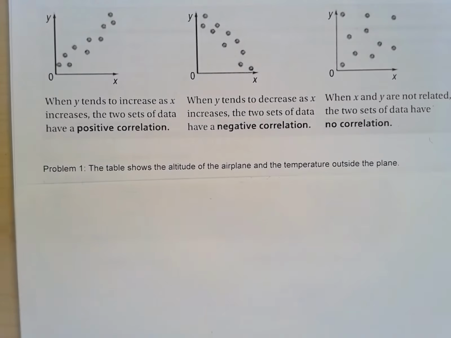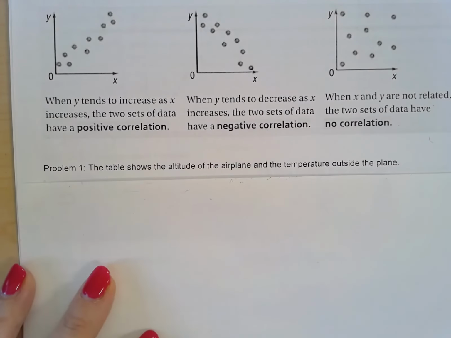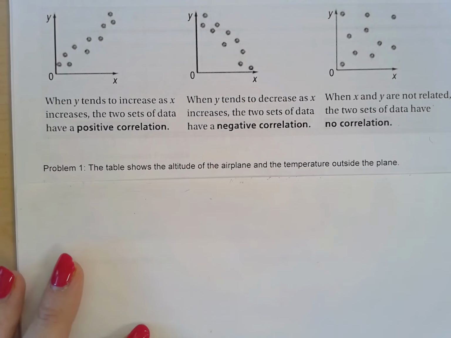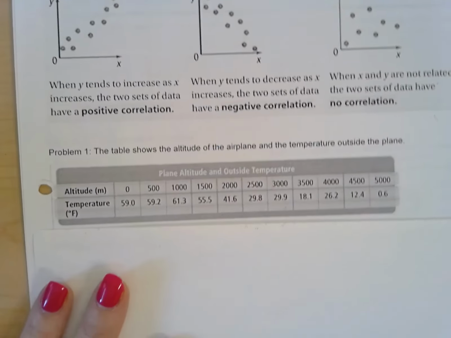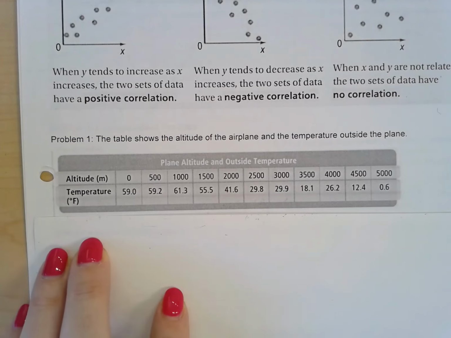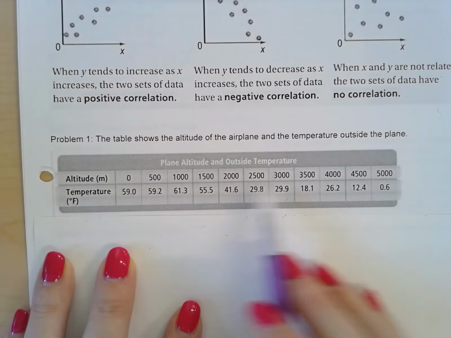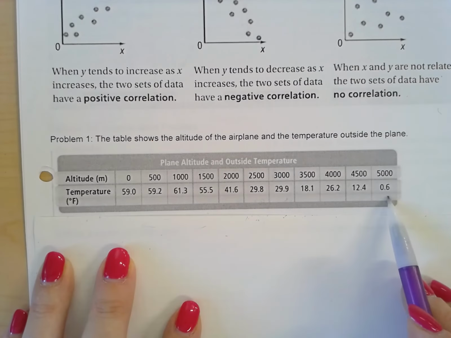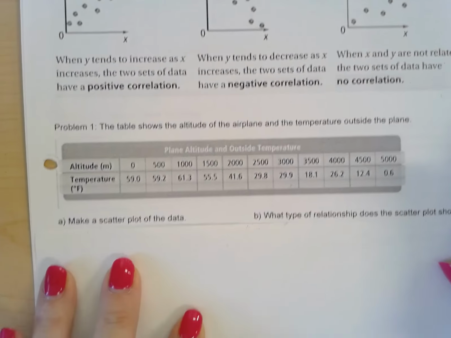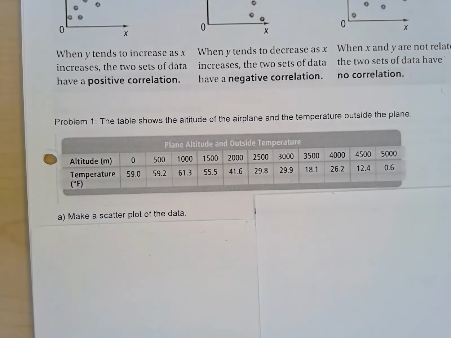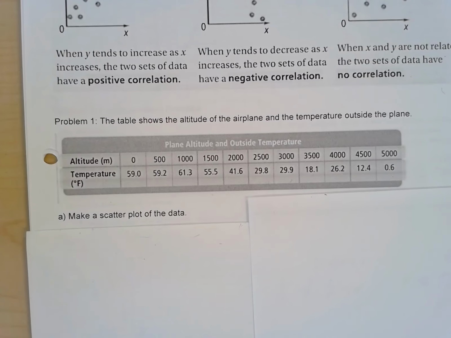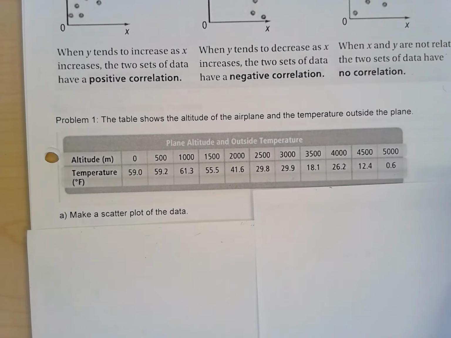So problem 1 says the table shows the altitude of an airplane and temperature outside the plane. So here's the altitude and the temperature. You can see the higher you go up in the atmosphere, the colder it gets outside. Okay, so step 1 is to make a scatter plot of the data. That just means you're going to graph these points on a graph.